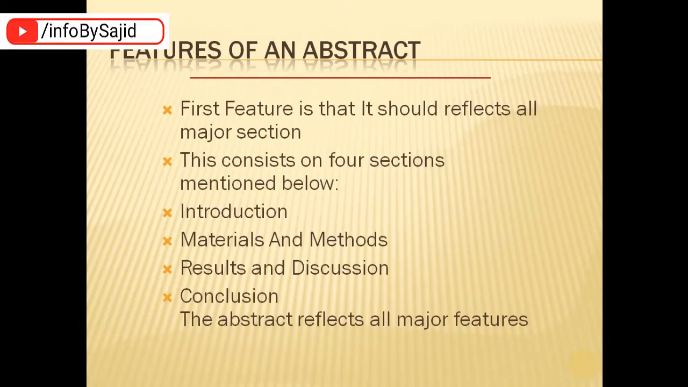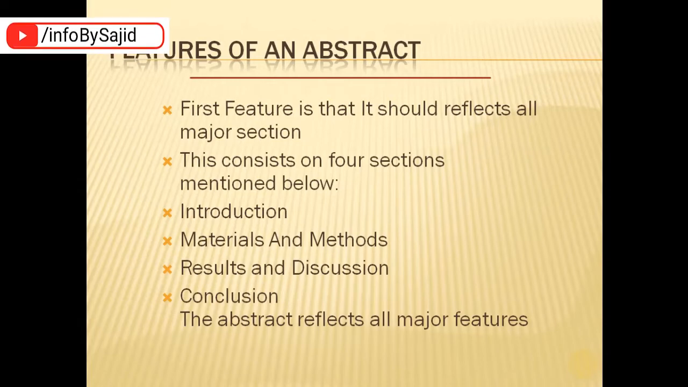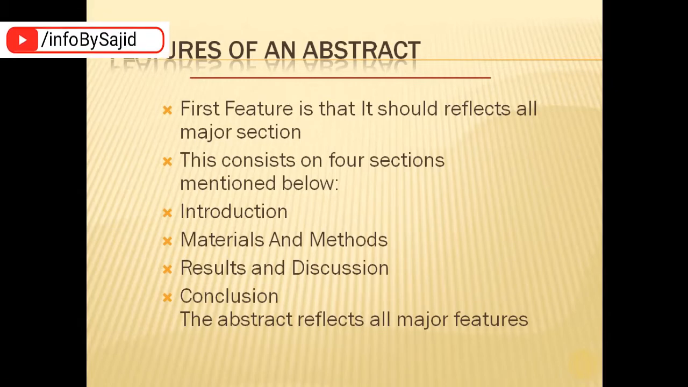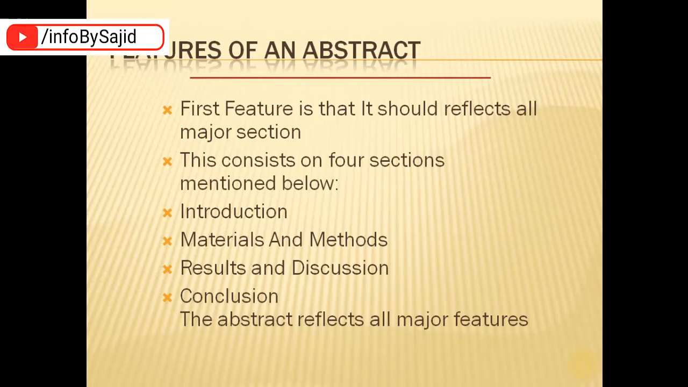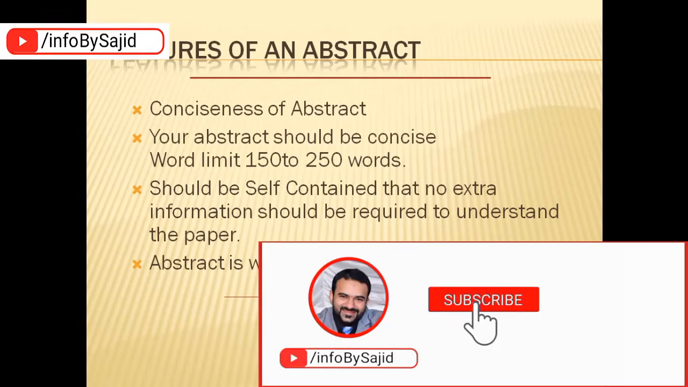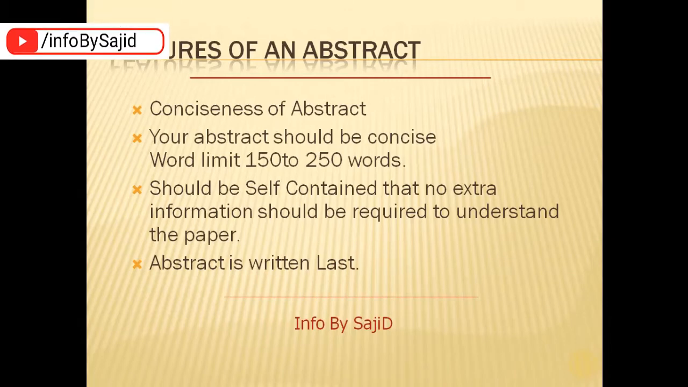Features of an abstract. The first feature is that it should reflect all the major sections, which contain 4 different subsections: introduction, material and methods, results and discussion, and conclusion. The abstract should reflect all these major features. The second feature of your abstract is conciseness. Your abstract should be concise enough and its word limit should not exceed 250 words. It should be self-contained, that means no extra information should be required to understand the paper. Abstract is written last.